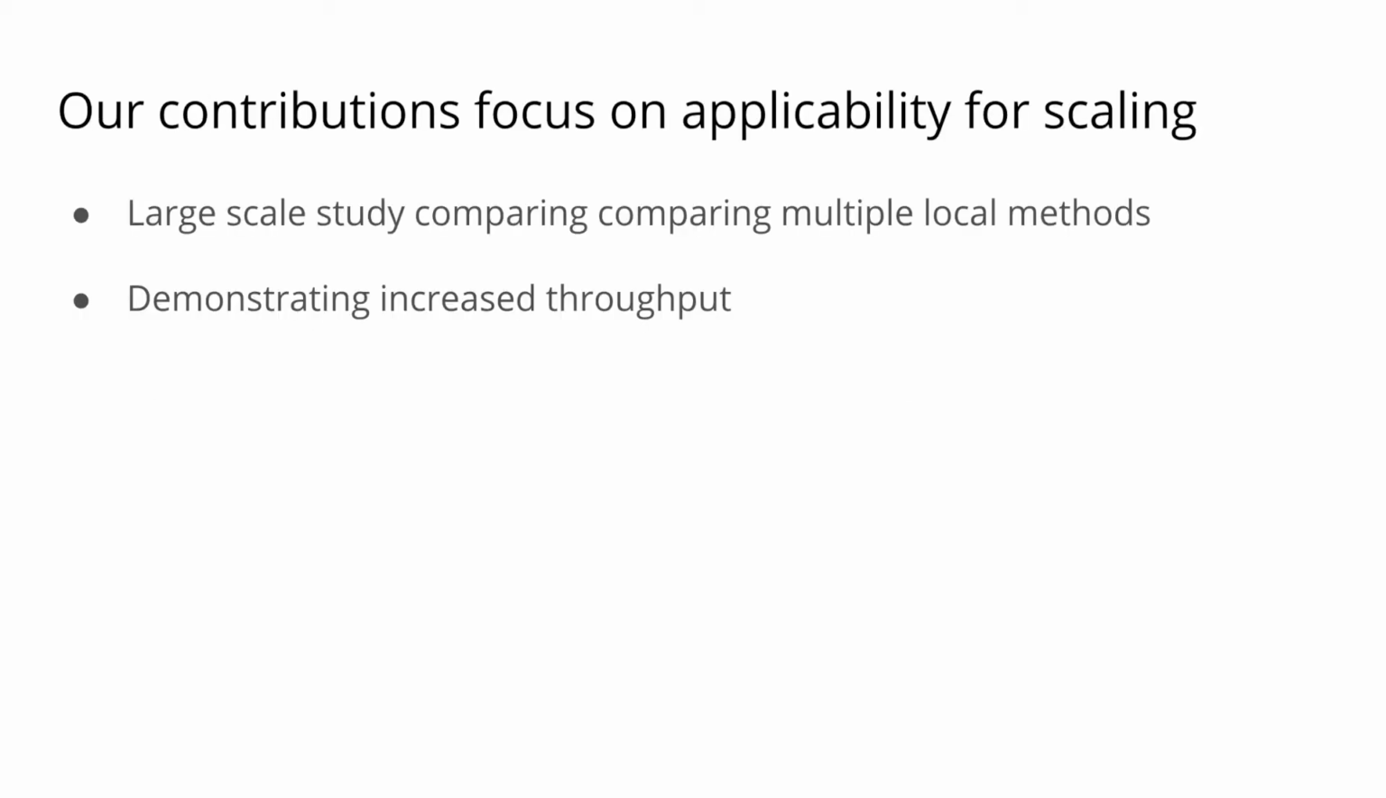In this work, our main focus is on scaling. To this end, we explore a large-scale study of multiple different kinds of local update methods with a focus on understanding how these methods scale with increasing compute. We also demonstrate how these methods can result in increased throughput when implemented on real hardware.